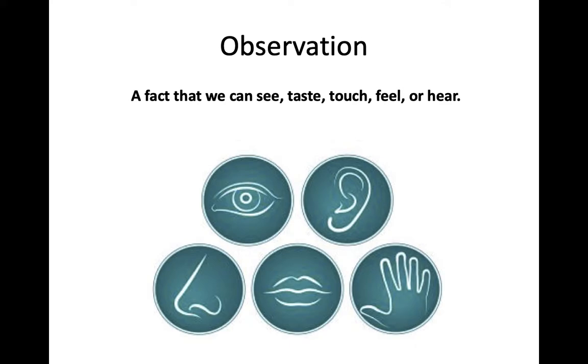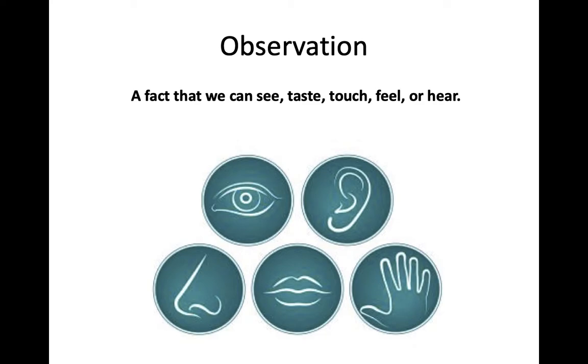Hello, boys and girls. It's Miss Wood, and today we're going to continue learning about the scientific method. Two parts that go along with the scientific method are knowing how to make observations and knowing how to make inferences. There's a difference between the two.